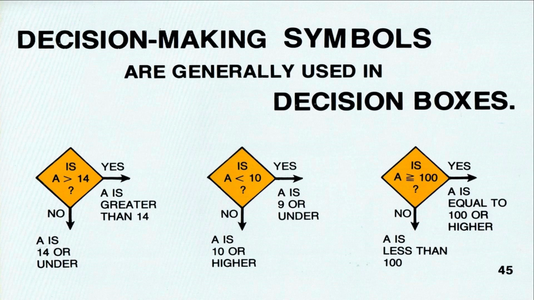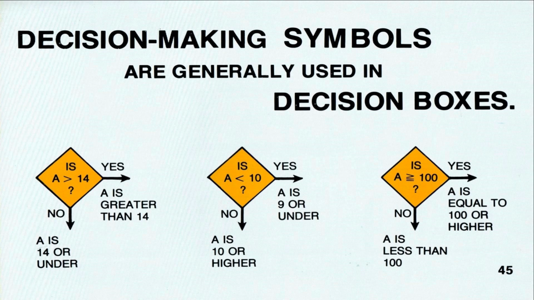Decision-making symbols are usually found in decision boxes. Let's look at a few examples. The example on the left asks the question, is A greater than 14? A yes answer indicates that A is greater than 14, while the no routine will be taken if A is either 14 or under. Moving to the right, the decision box asks, is A less than 10? The yes route indicates that A is 9 or under. Likewise, a no means A is either 10 or higher.